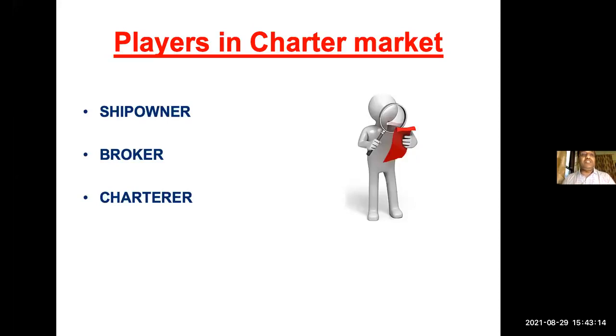Now we will get on to discuss what the types of charter are. Once you understand the types of charter, then we can quickly understand how the cost is apportioned between a ship owner and a charterer.